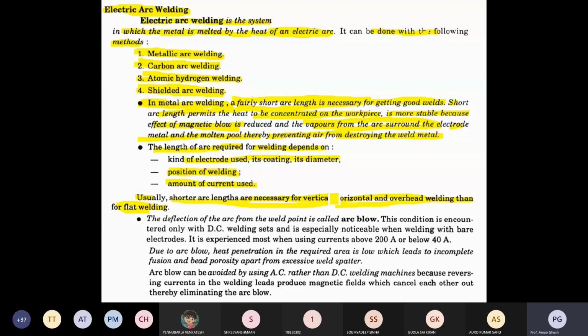The deflection of the arc from the weld point is called arc blow. So the arc being pushed away from the weld point is called arc blow. This condition is encountered only with DC welding sets and is especially noticeable when welding with bare electrodes.